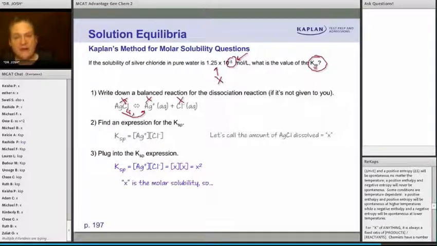Yeah, I need X. So that's what this is. X represents molar solubility. So we plug in our solubility, solve for X, and we're done. So KSP is just going to equal 1.25 times 10 to the negative fifth to the second.